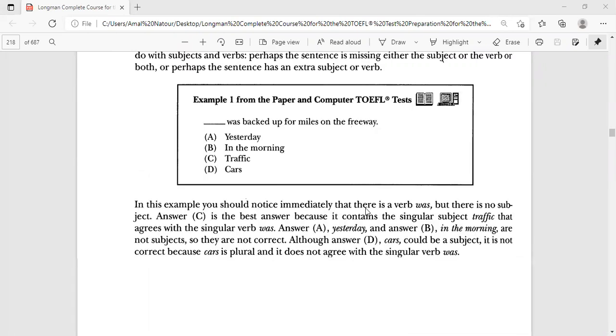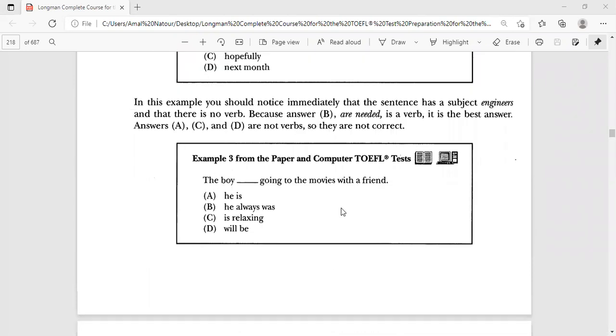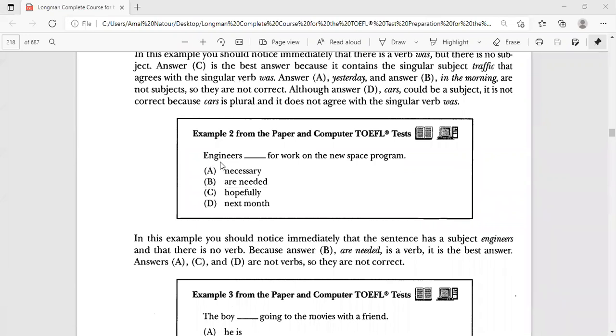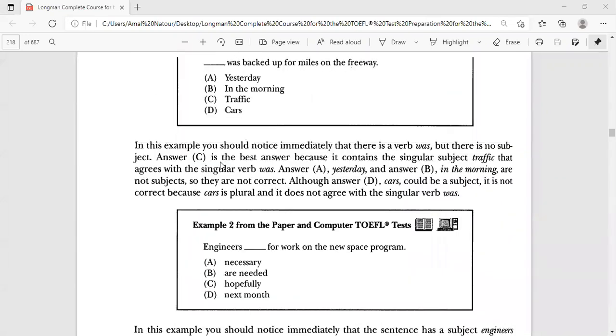Let's look now at the second example. It says: engineers for work on the new space program. Engineers, this is the subject, المهندسين. Where is the verb? I can't find the verb. Then here, the missing word is the verb.